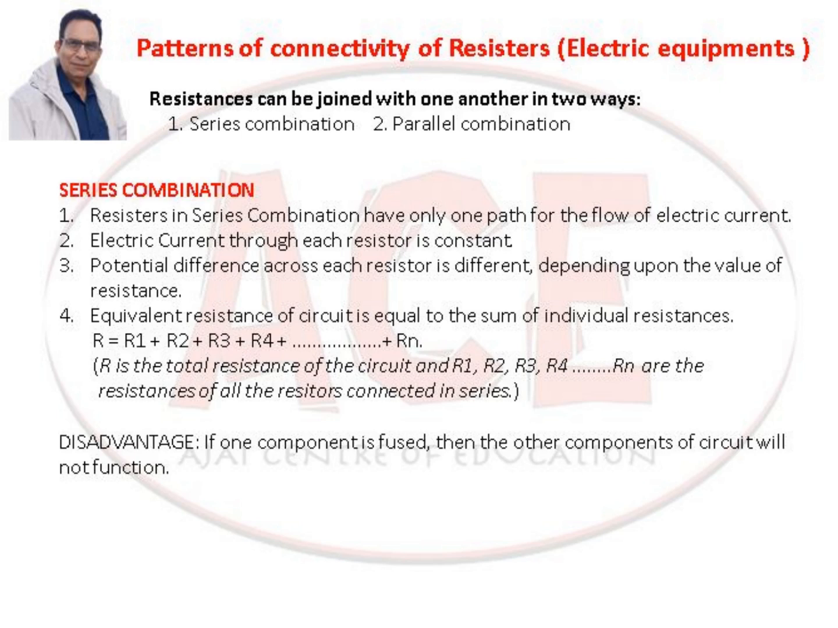Characteristics of series combination. 1. Resistors in series combination have only one path for the flow of electric current. 2. Electric current through each resistor is constant. 3. Potential difference across each resistor is different depending upon the value of resistance. 4. Equivalent resistance of the circuit is equal to the sum of individual resistances. Disadvantages of series combination: if one component is fused, then other components of the circuit will not function.